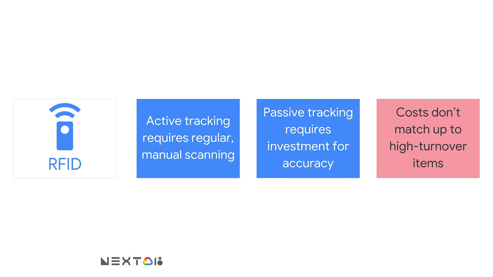So with RFID, there are typically two main approaches, right? You have active tracking or active scanning, and that's where you've got a handheld scanner, and you're walking up and scanning rough areas of individual items.